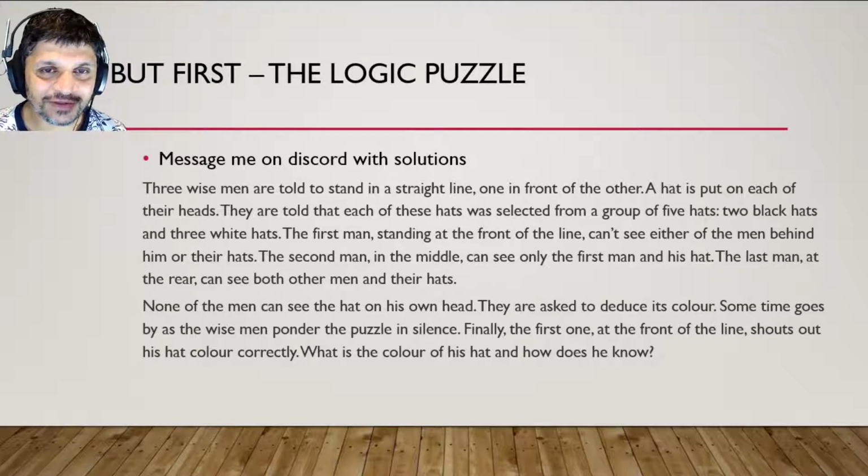And then the man running the show, the person who puts the hats on their heads, puts either a black hat or a white hat on each person's head. And he tells them that he chose this from a set of 3 white hats and 2 black hats, right? So there was a set that was 3 white hats and 2 black hats. And then he randomly chose hats to put on people's heads, okay?